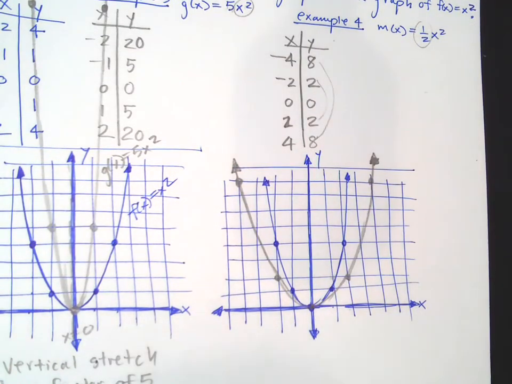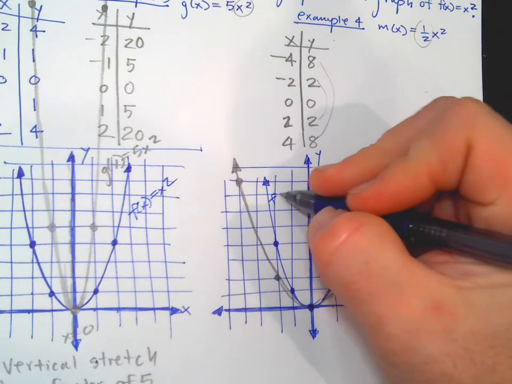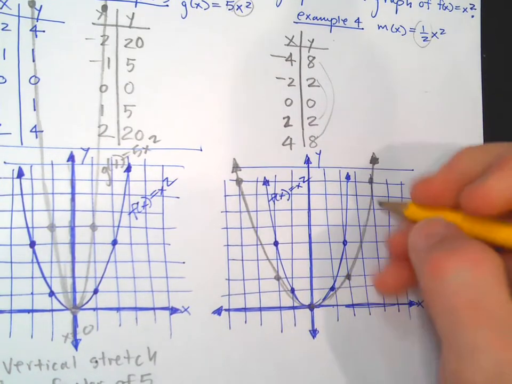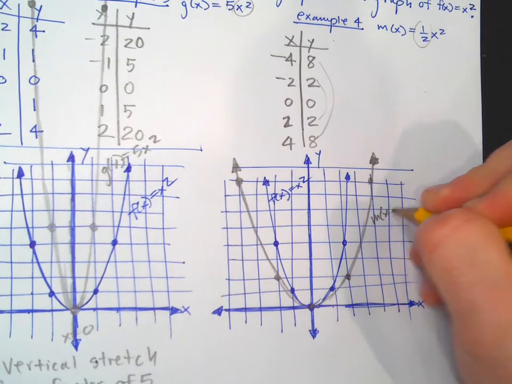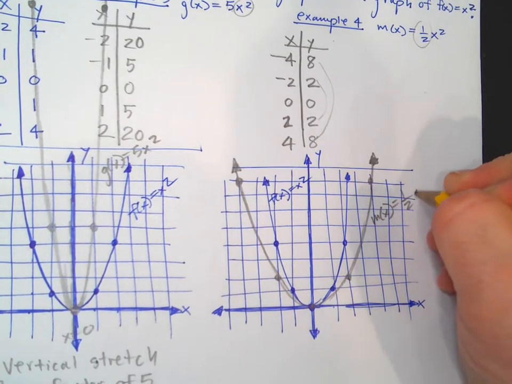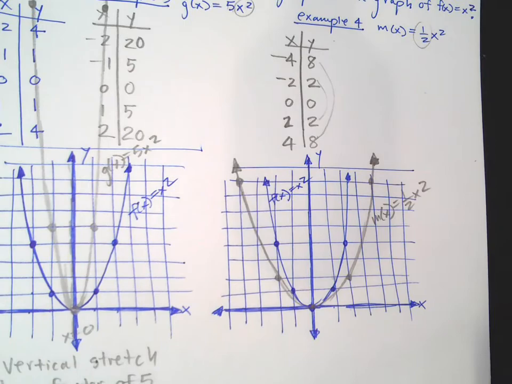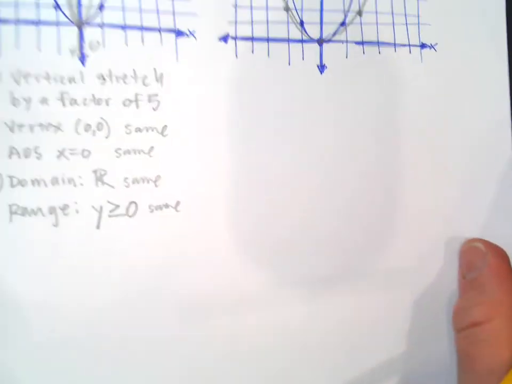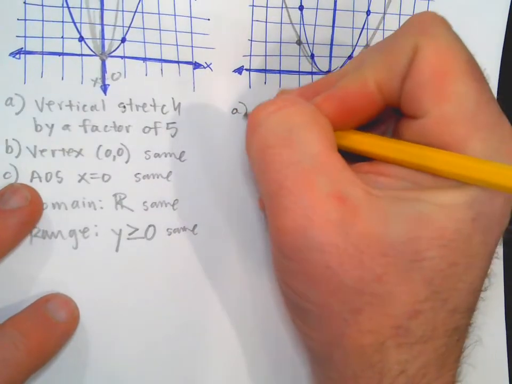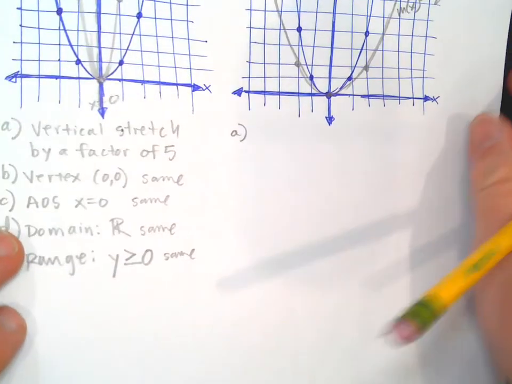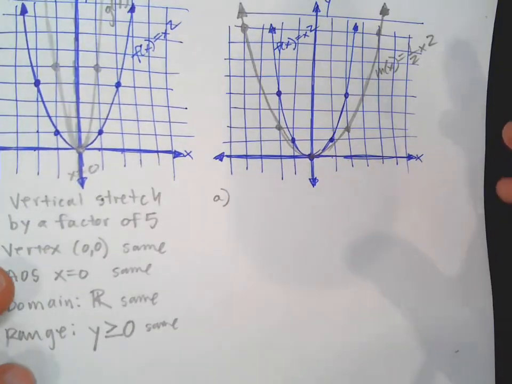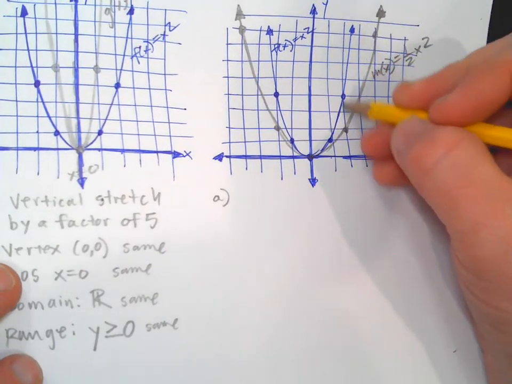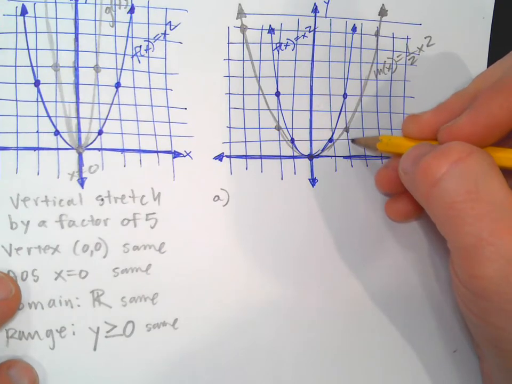Okay. So this is the original graph, f of x equals x squared. And this is the new graph, m of x equals 1/2 x squared. So let's compare the graph to the graph of the parent function. So A, is it stretched? I mean, it looks kind of bigger, but look, all the points that line up with these are below them. In fact, they're half of them.